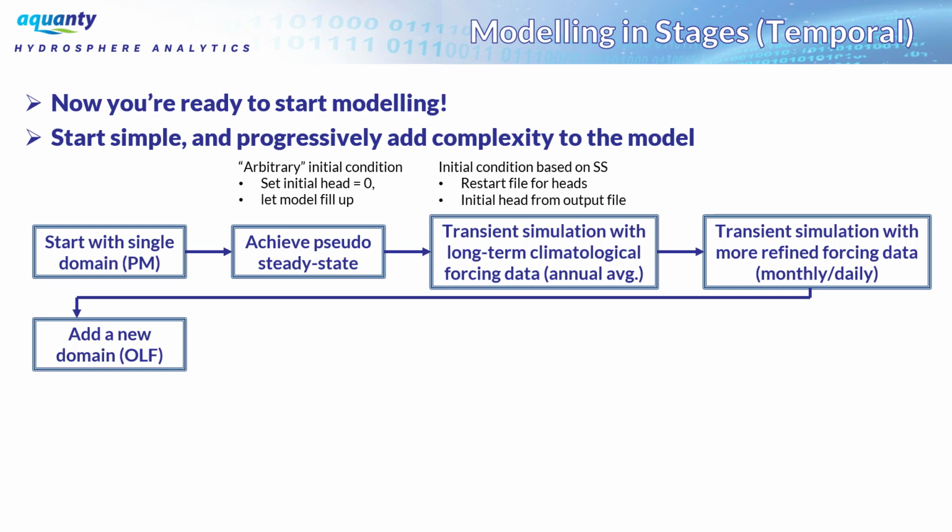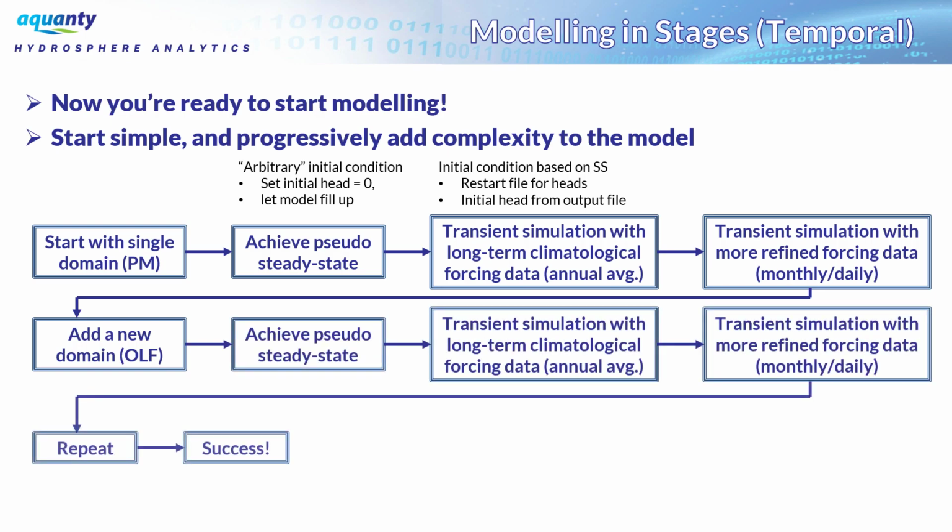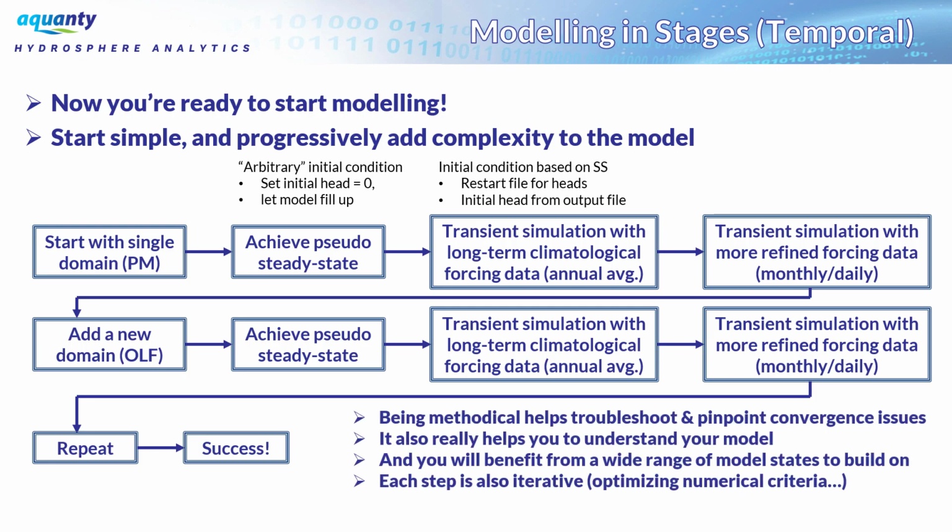The lesson here is essentially just take things step by step, stage by stage. Being methodical is going to help you to troubleshoot your model and pinpoint at what stage you start running into convergence issues. It's also going to really help you to understand your model. You'll produce a wide range of initial states that you can then build upon for subsequent simulations. And I should also note that every step within this is also going to be iterative. Killian will talk more about optimizing numerical runtime settings, and so at every stage here, you're going to also want to be tweaking the numerical settings as well.